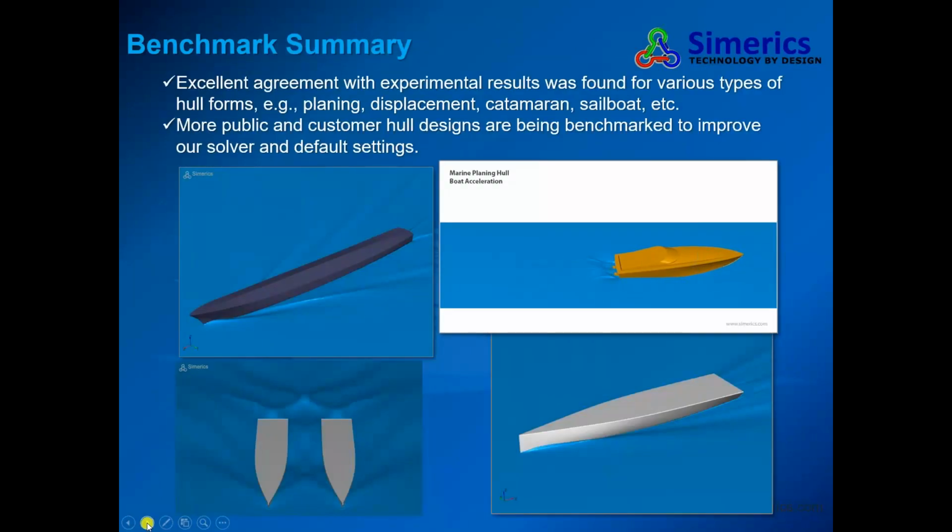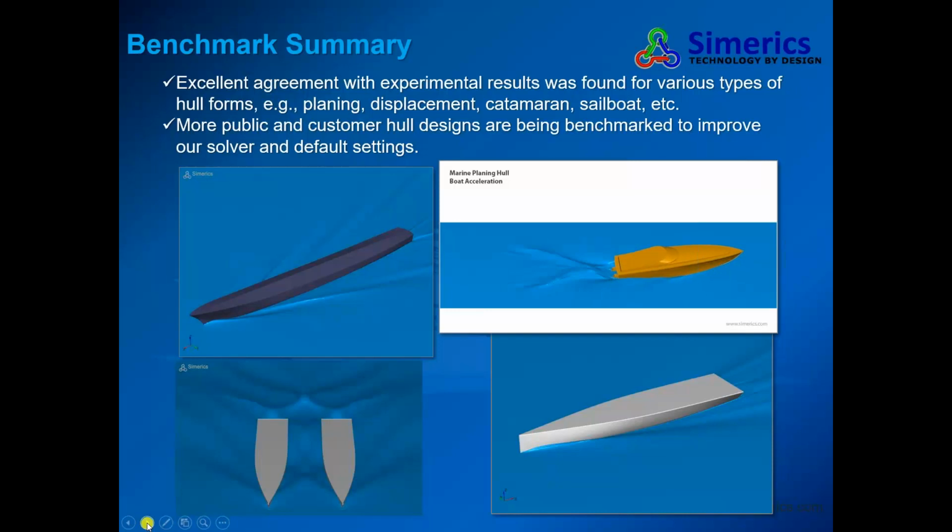So as a quick summary, as you see, we got excellent agreement with experiment data and sea trial data for different types of hull form. For example, the planing, displacement, catamaran, sailboat. And also I want to point out this is just a small portion of the benchmarks we have done.